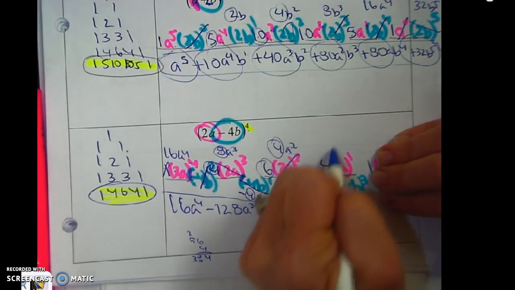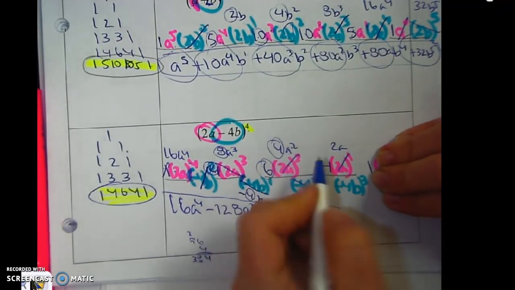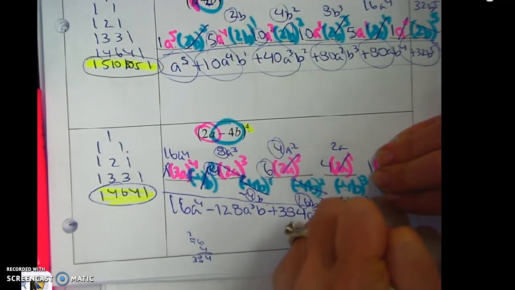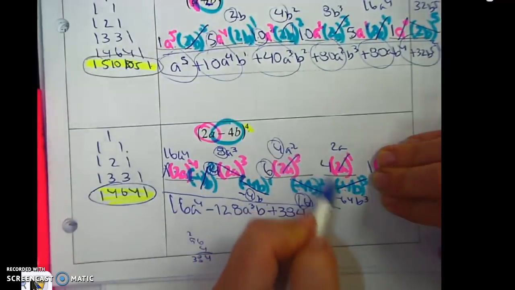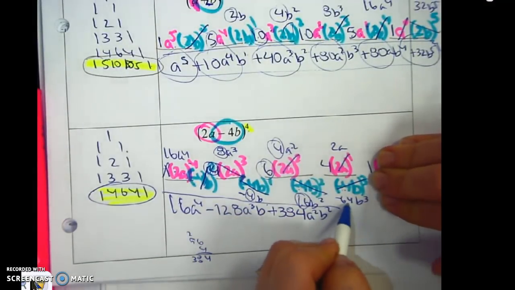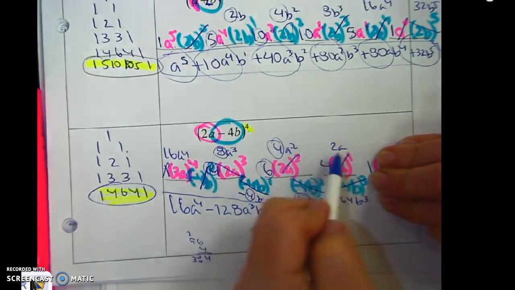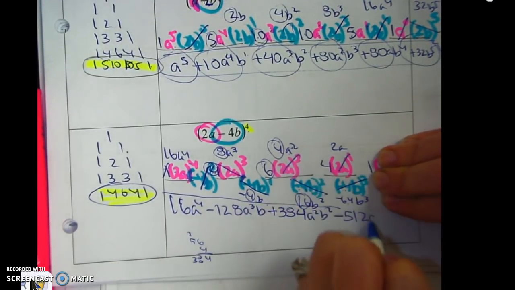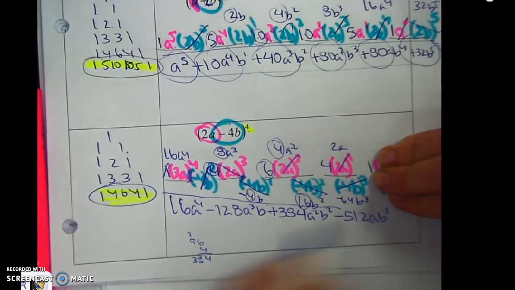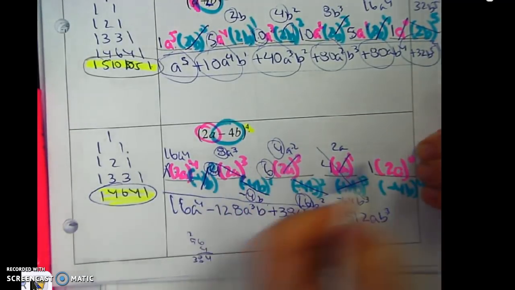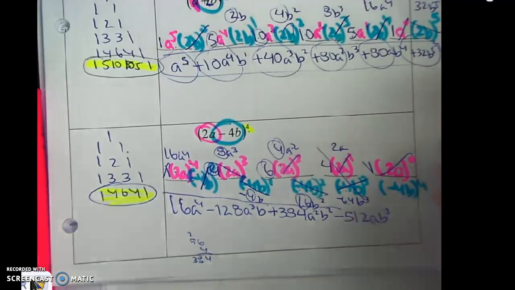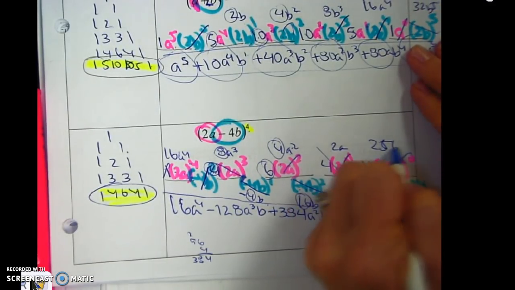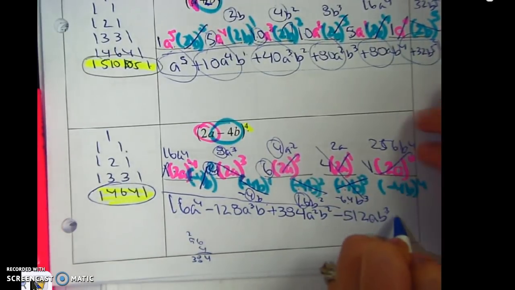4 stays. 2a to the first is 2a. Negative 4 cubed is negative 4 times negative 4 times negative 4, which is negative 64b cubed. 64 times 4 is 256, times 2 is 512. Negative 512ab cubed. 1 plus 3 is 4. 1 stays, 0 stays. Negative 4 to the fourth is 256, b to the fourth, and it's positive.